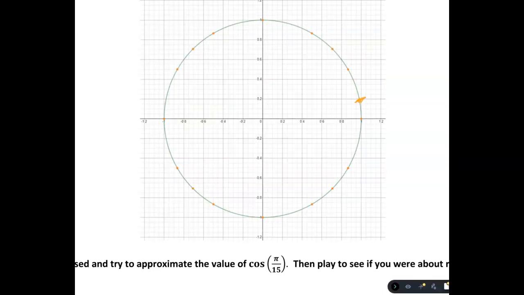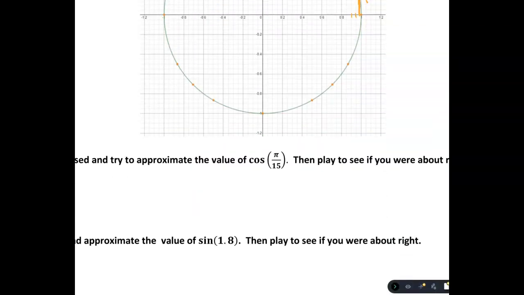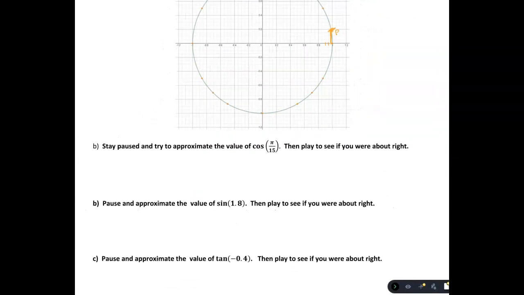So if I've approximated that this is roughly where my point P is, my x value is really, really close to 1. According to my graph, this is 0.9. So this would be 0.95. So it's even bigger than that. So maybe 0.975, something approximately like that. So I'm going to say down here, 0.975.